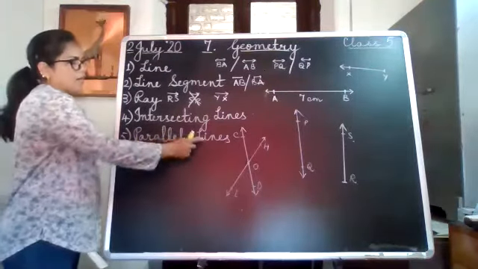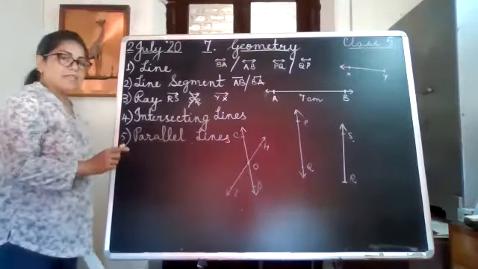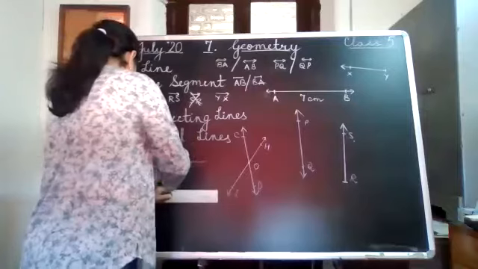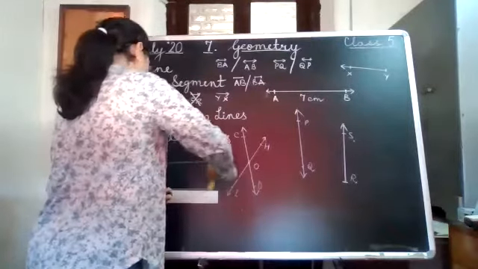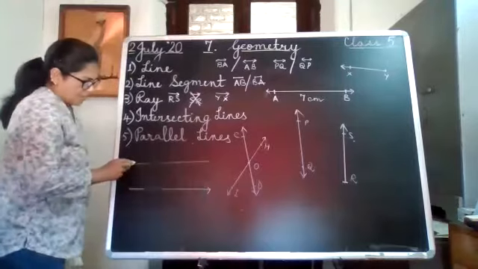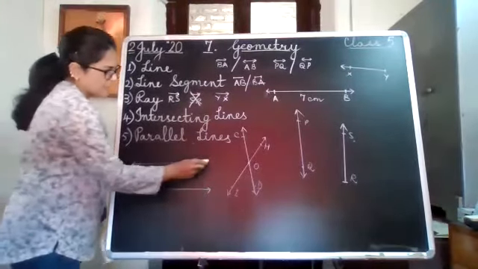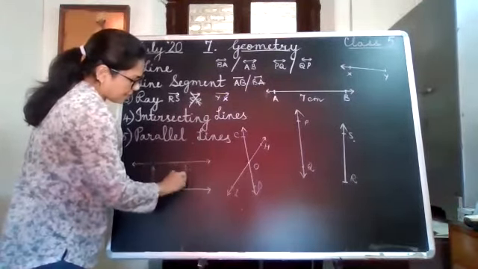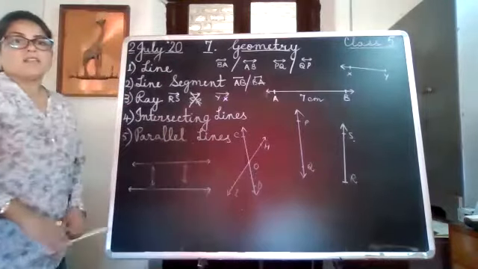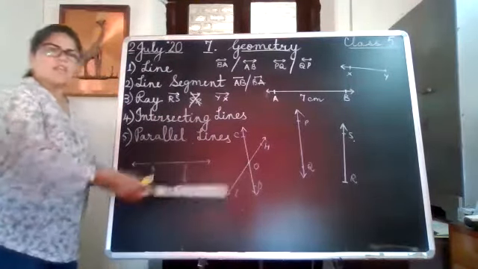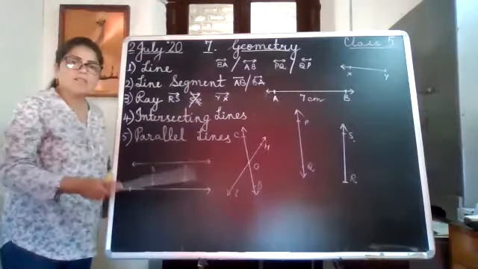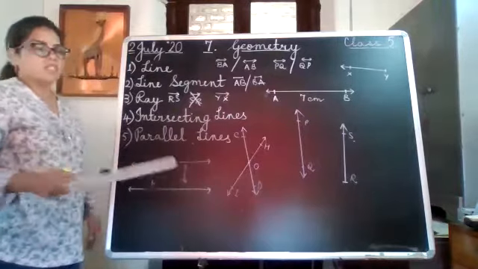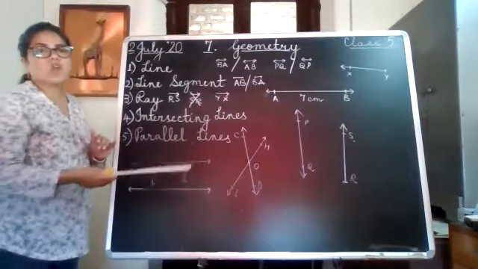Then parallel lines. Parallel lines means again they are a pair of lines. They are a pair of lines which are parallel. Parallel means at an equal distance from each other. Means in between the two lines, the distance wherever you measure. If I increase the length of this line, how much ever I keep increasing, this distance in the middle will remain the same. It will never meet. Two parallel lines never meet. They will always remain at the same distance from each other.